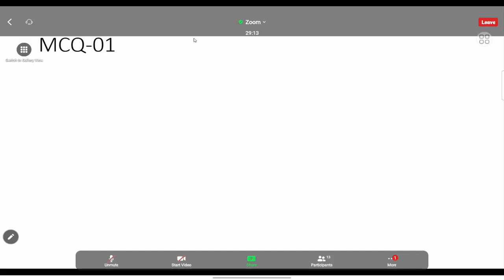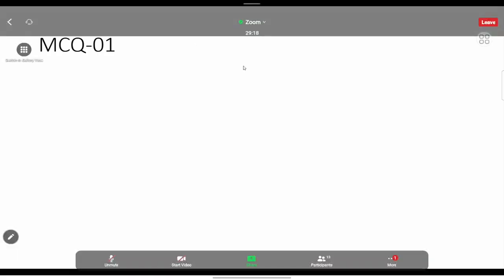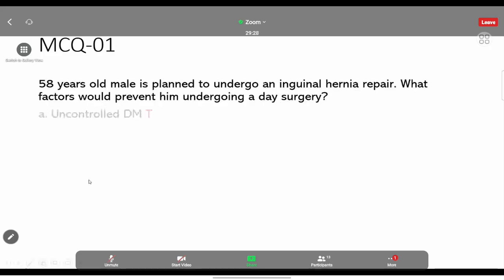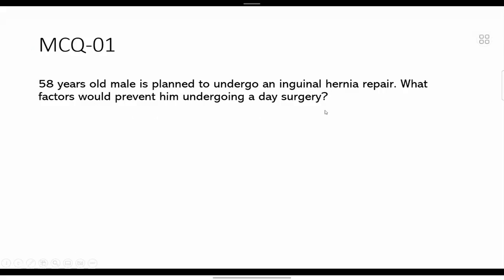Can you please tell me the SEQ answering method again? We will go through the MCQ. That's a good one. We can understand a lot of things in the MCQ. So let's see the question. A 58-year-old male is planned to undergo an inguinal hernia repair. So what factors would prevent him from undergoing a day surgery?